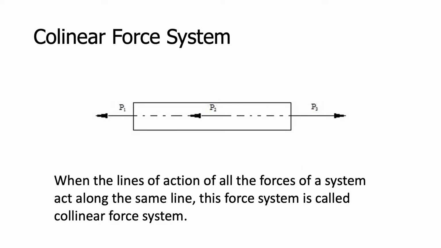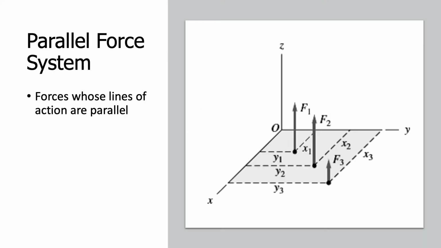We can say that it is a collinear force system if the lines of action of all forces of the system act on the same line. So as shown here, this is called a collinear force system. Now, if forces have lines of action that are parallel with each other, it is called a parallel force system. As shown here, F1, F2, and F3 are parallel with each other even though they are applied at different points.